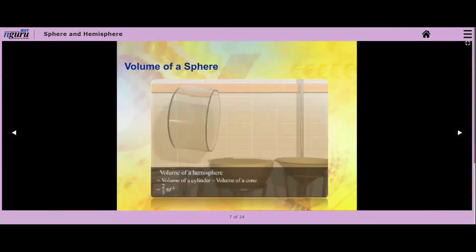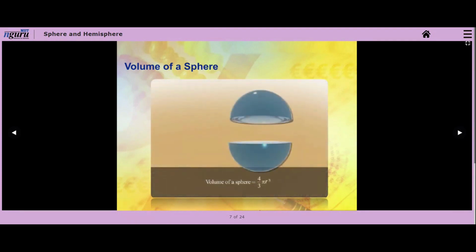Hence, the volume of a hemisphere is equal to the volume of a cylinder minus the volume of a cone, which is equal to 2 upon 3 pi r cube. Note that the radius of all 3 objects is the same. Also, the height of the cylinder and the cone is equal to the radius. Since the sphere is double the hemisphere, its volume is equal to twice the volume of the hemisphere, which is equal to 4 upon 3 pi r cube.